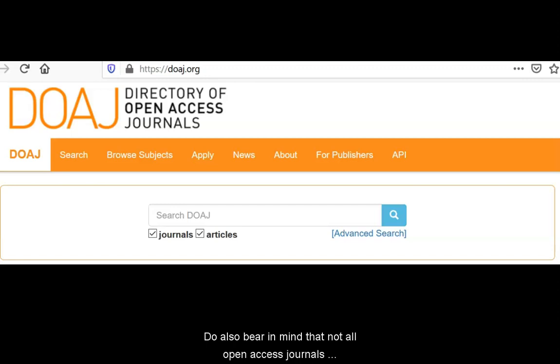Do also bear in mind that not all open access journals charge publication fees. A good starting point if you are seeking out open access journals in your discipline, who may not charge you to publish with them, is the Directory of Open Access Journals, or DOAJ for short.